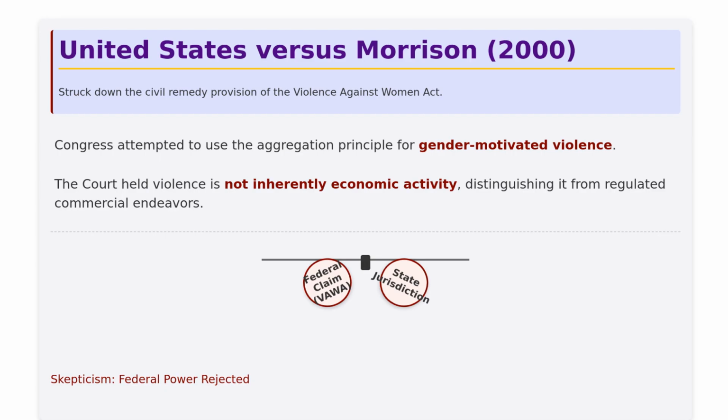commerce. The court refused to allow Congress to regulate purely non-economic activity simply because the consequences might indirectly ripple into the national economy. This decision firmly established that the aggregation principle only applies when the underlying activity being regulated is economic. Violence, like gun possession, remains outside the core of Commerce Clause authority.